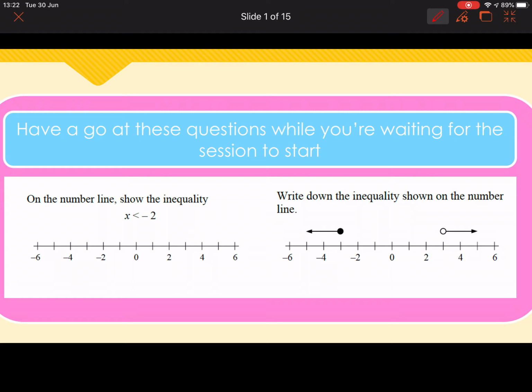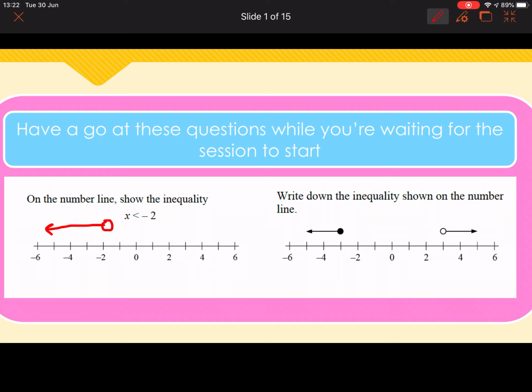So we're starting at minus 2. I'm going to draw an open circle because it's less than, not less than or equal to. And x is less than minus 2, so our arrow goes off in that direction. It doesn't need to cover the whole of the grid, it just needs to head in that direction. Okay, so open circle, arrow pointing left, starting at minus 2.